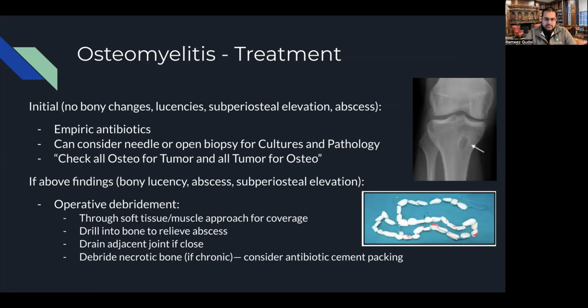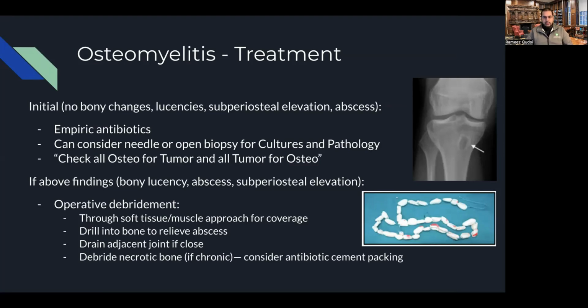If on plain films you do have any of the above findings, specifically a bony lucency as is shown here, some element of abscess either in the soft tissue or more commonly a Brodie's abscess, which when it gets to more subacute chronic phase, subperiosteal elevation can be an indication of an underlying abscess as well. We have to be careful. That can also be an indication for underlying tumor.